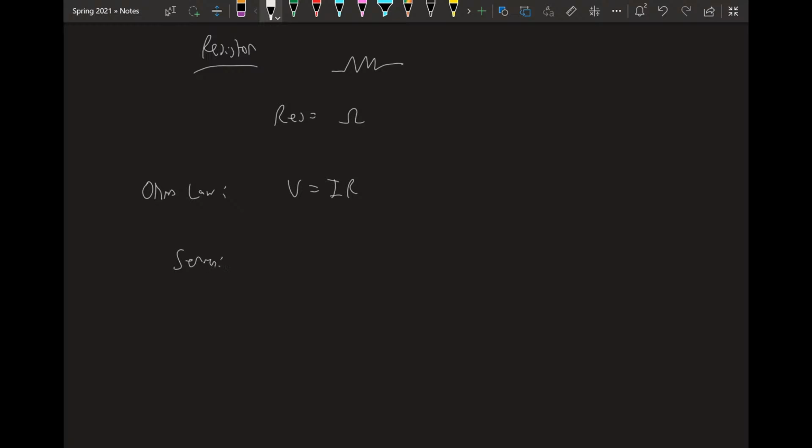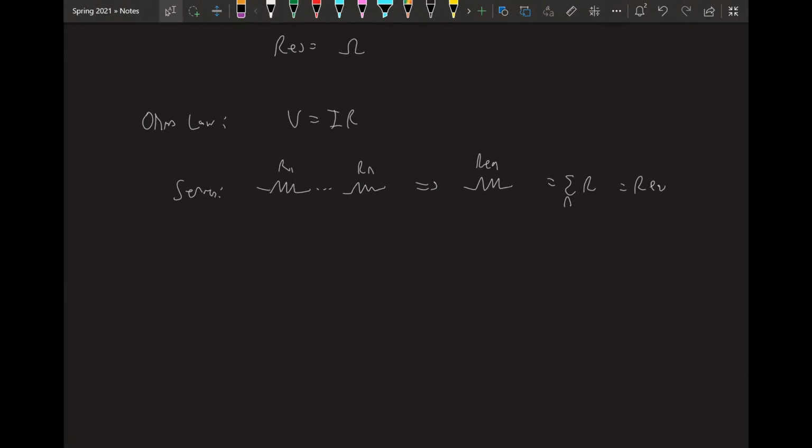We can combine resistors in series. If there's a bunch of them, this can be turned into an equivalent resistance, which equals the sum of all the resistances, sum over all N. And if they're in parallel, so as far as formal definitions, for things to be in series they have to be joined at a node and only those two elements. So if there's another element here, these two are no longer in series. If the only two elements at the node, they're in series.